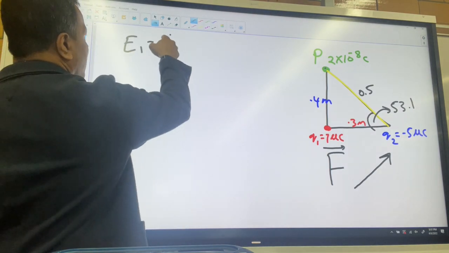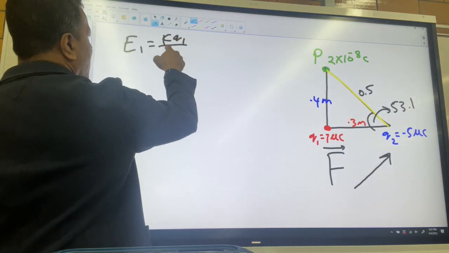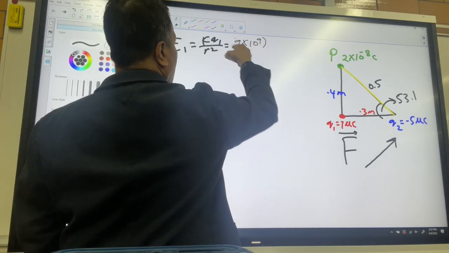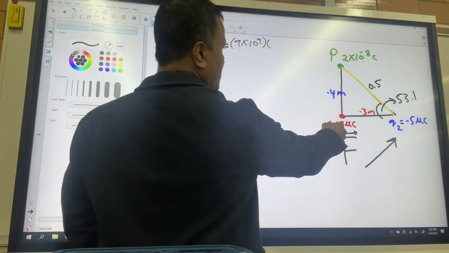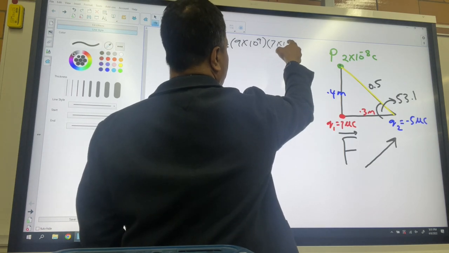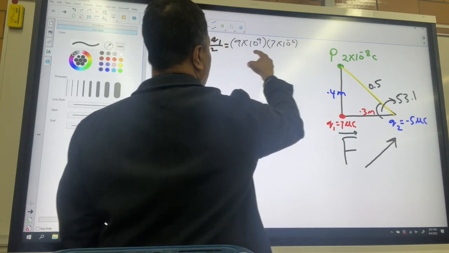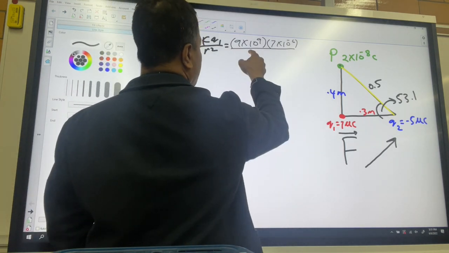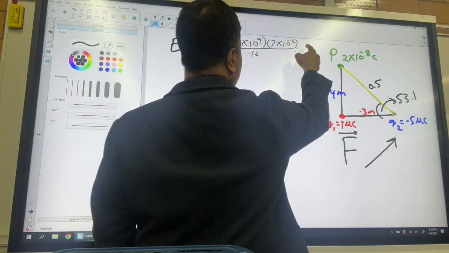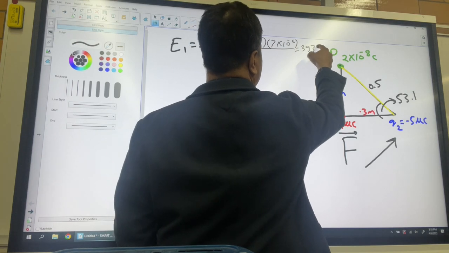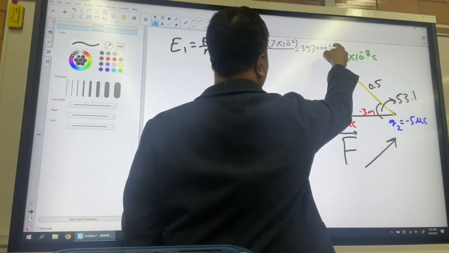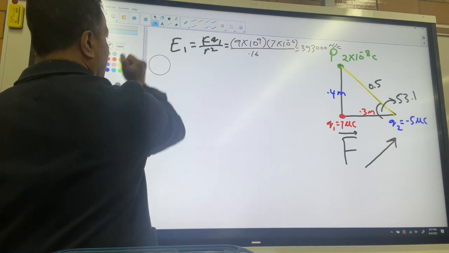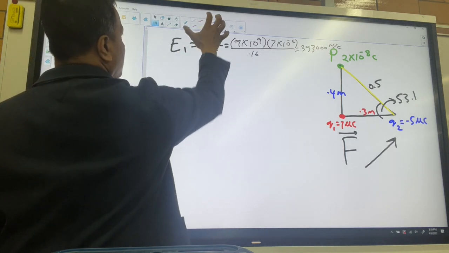E1 is equal to k Q1 over R squared, with k being 9 times 10 raised to 9, and Q1 would be 7 times 10 raised to negative 6, and R squared would be 0.16. So this is 393,000 newton per coulomb.